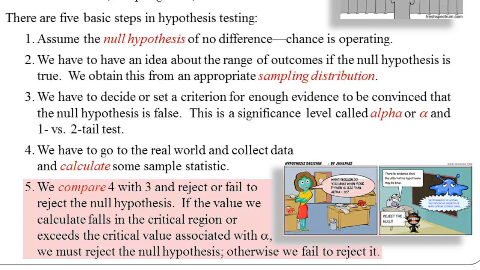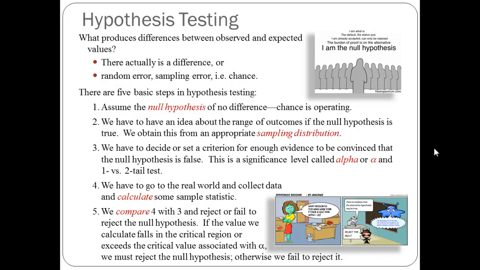This will be clear when we actually do an example, but for now, just understand that our sampling distribution provides a picture of chance. We observe something in the real world and calculate a statistic to represent what we observe, and then we compare what we observe to what we should observe if chance is operating, if the null hypothesis is true. That's step number 5. And then we make a decision to reject the null or fail to reject the null.